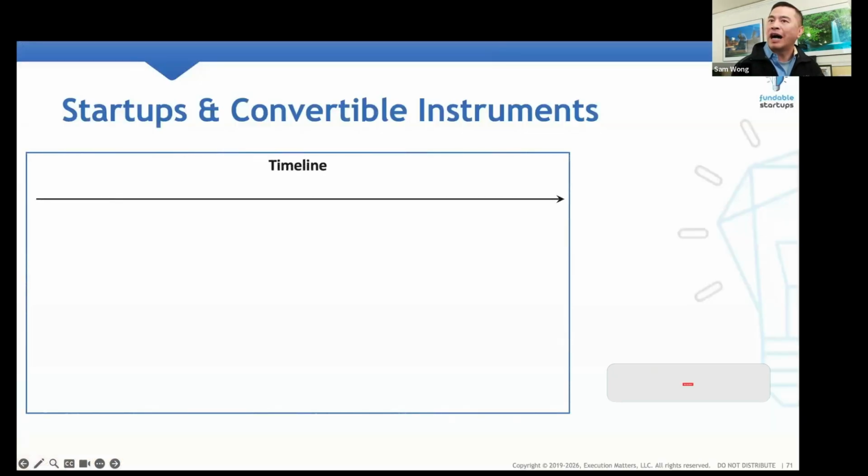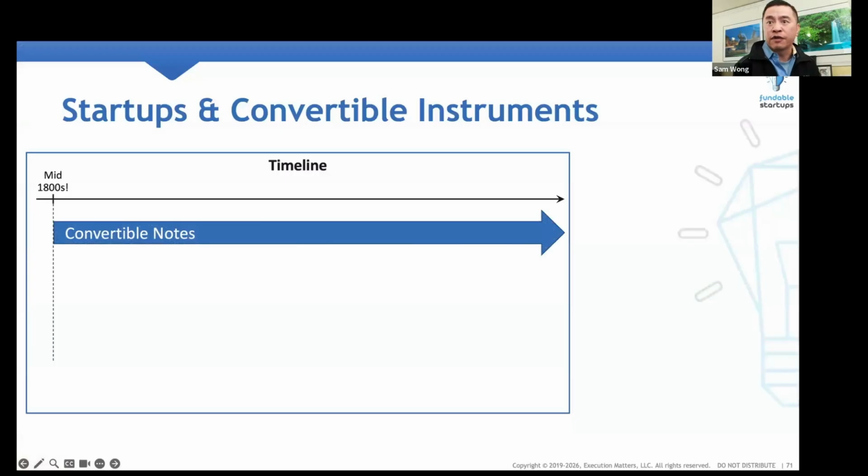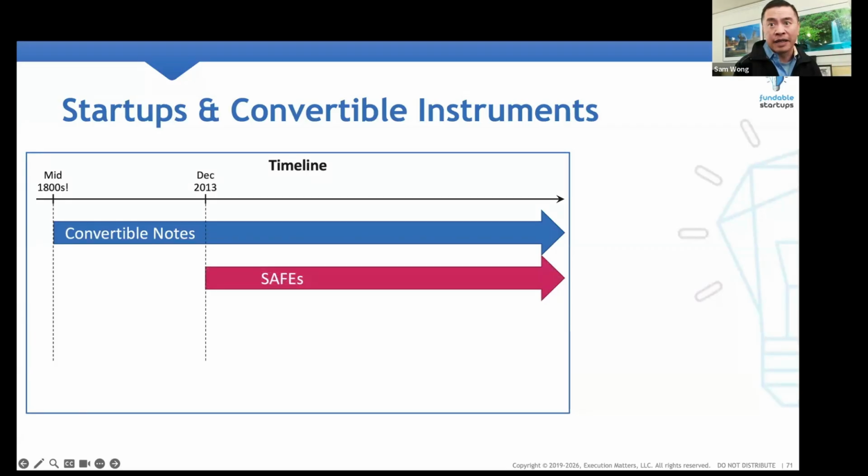So how did these terms come to be? If you look back at history, a convertible note was first used in the mid 1800s, believe it or not. It's actually not new. And Y Combinator created the safe and released it in December of 2013.